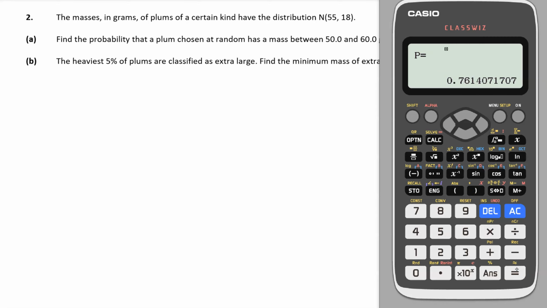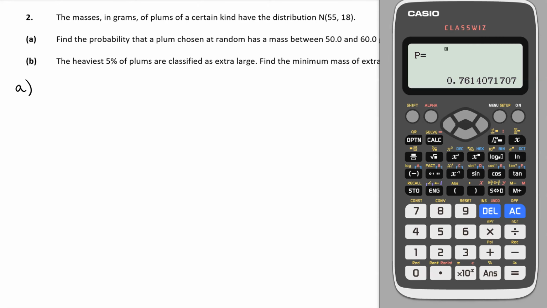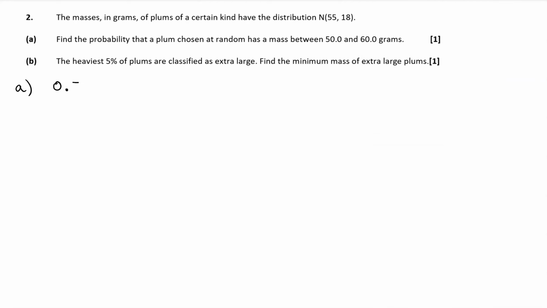So plug that in, and for A, we get 0.761. Make sure that you write this to 3 significant figures, otherwise you won't get that mark. Okay, and it's just 1 mark, so it's either going to be correct or incorrect.